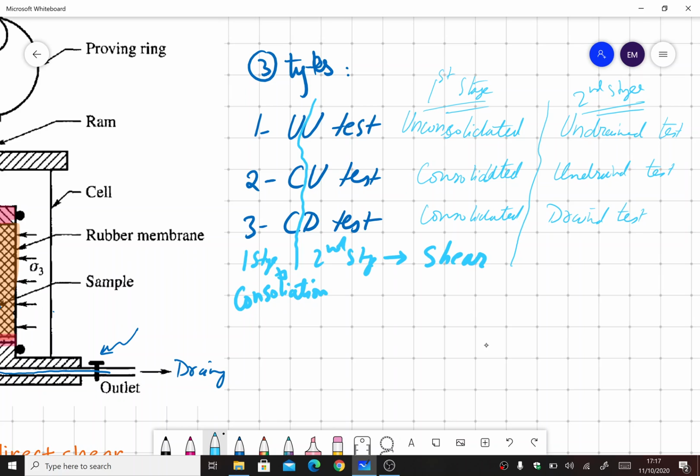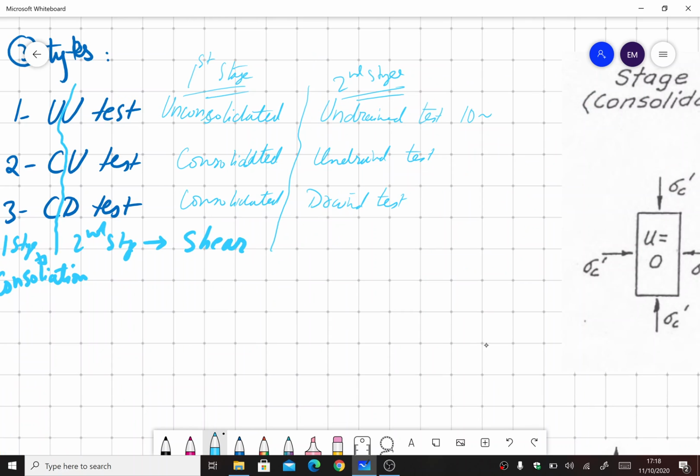So generally, if we talk in relation to time, a UU test generally takes up 10 to 25 minutes, maybe I might be wrong in my calculation, and this could take a day, and this takes 6 to 7 days. Okay, now let's see why this happens.